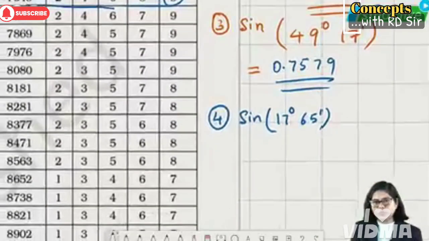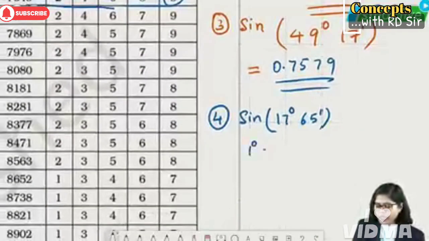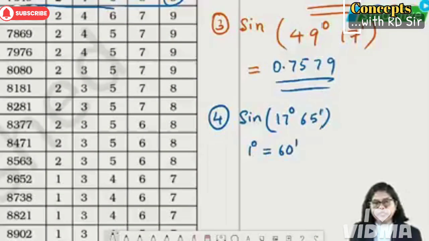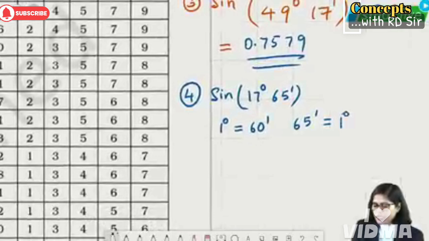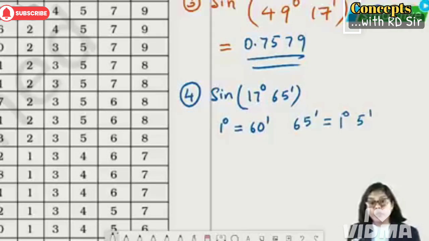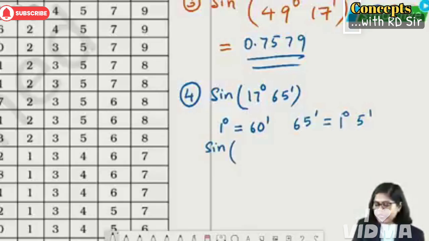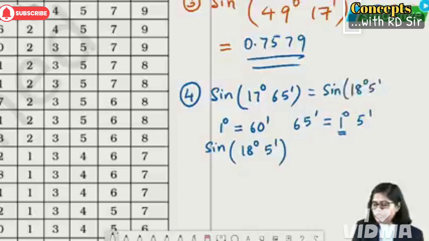So how to do? What we can do is 1 degree is equal to 60 minutes, right? That means 65 minutes can be written as 1 degree, that is 60 minutes gone, and 5 minutes. This is how we can convert it. Okay. So now my question becomes sine of 17 degree and 1 degree becomes how much? 18 degree and 5 minutes. That means this 17 degree 65 minutes is very much similar to sine of 18 degrees 5 minutes. So I am going to check the value for 18 degrees 5 minutes.